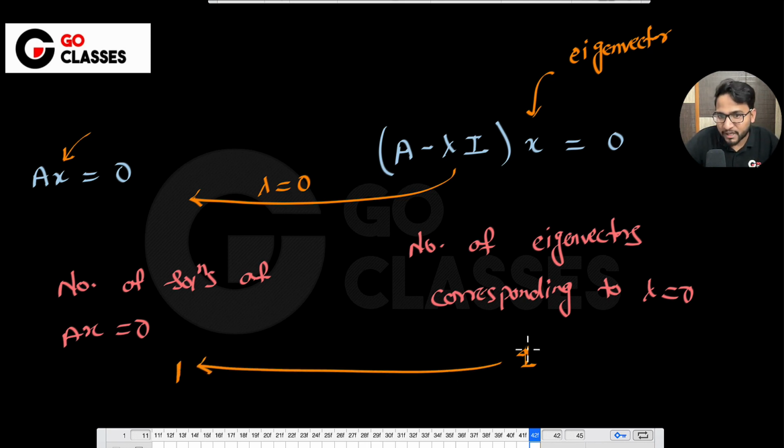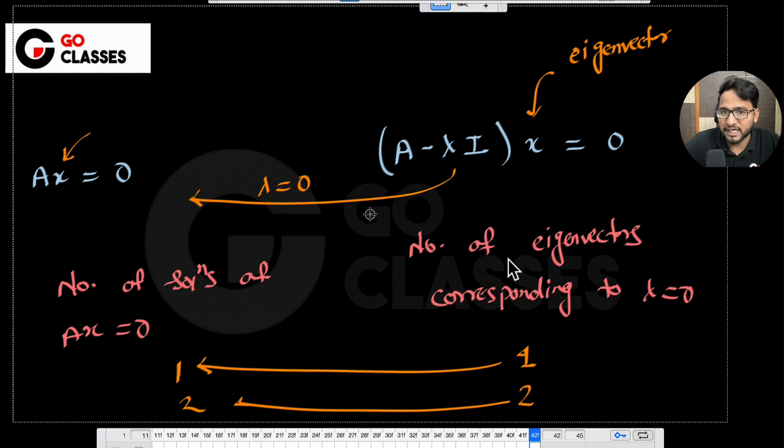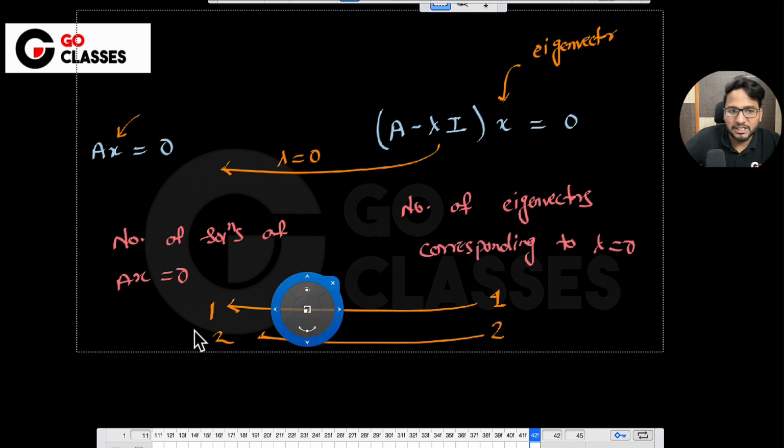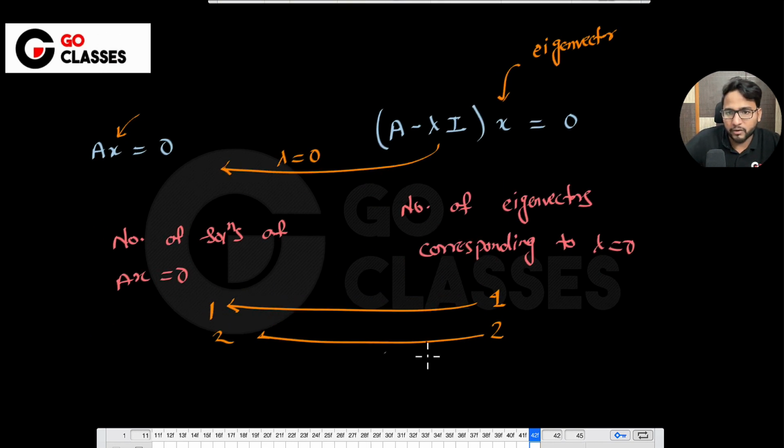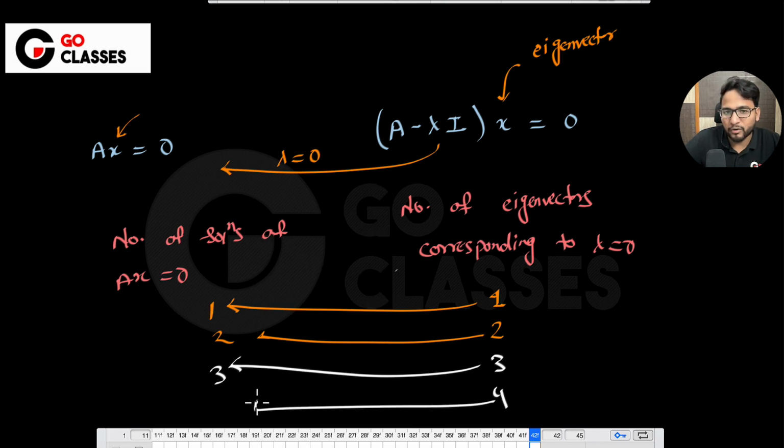If you have one eigenvector corresponding to lambda equal to 0, then you have one solution. You have two eigenvectors, you have two solutions. You have three eigenvectors, you have three solutions. You have four eigenvectors, you have four solutions. So this is exactly a one-to-one mapping, because these two are exactly the same things, right? There is no difference at all. So why discriminate between these two? I hope you got my point.